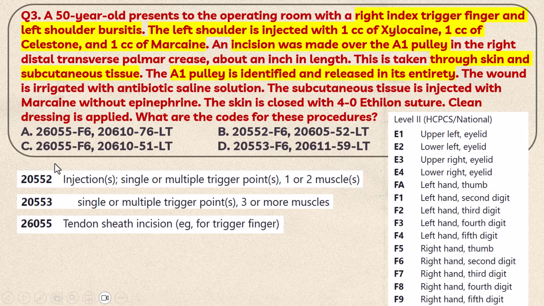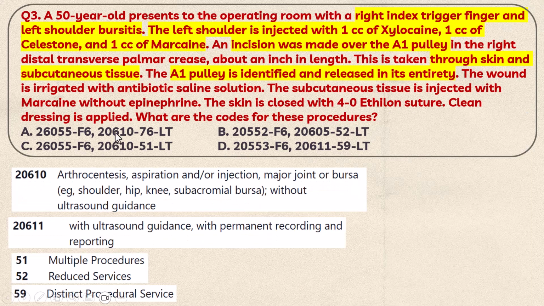So in this case, you can select A and C. So you can eliminate B and D with the first procedure. So let's check the code for the second procedure. For the second procedure, you can see the answer given here is A and C, which we have selected.